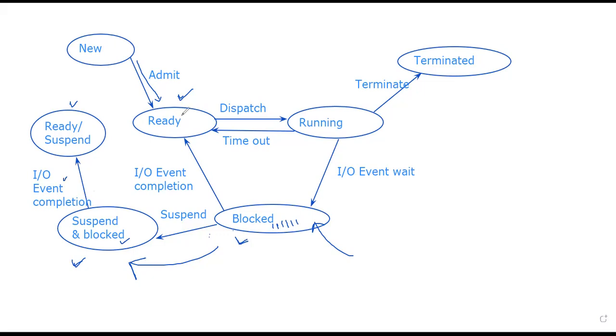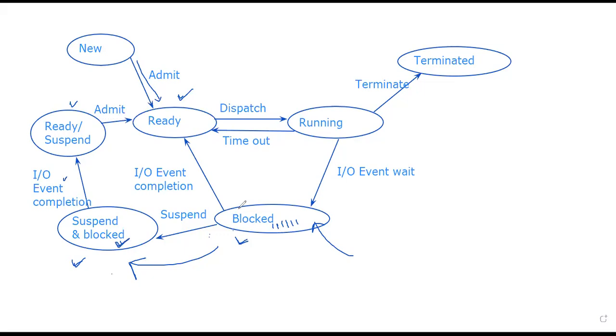Now suppose in the random access memory, we have storage space. Then what will happen? From the ready suspend state, the process will move to the ready state. We call this admit. I hope this is clear.